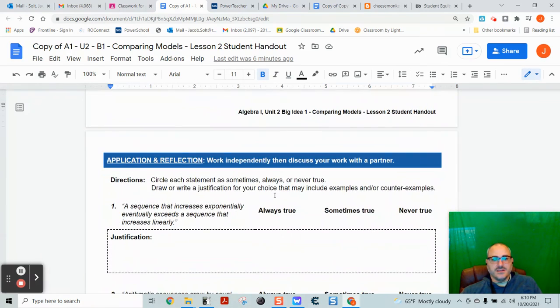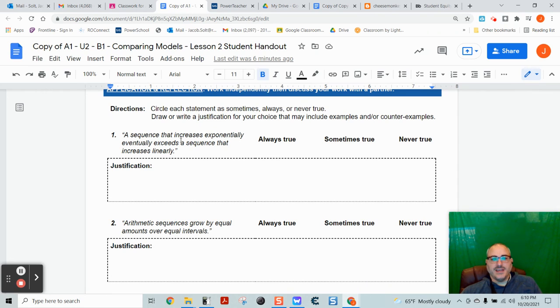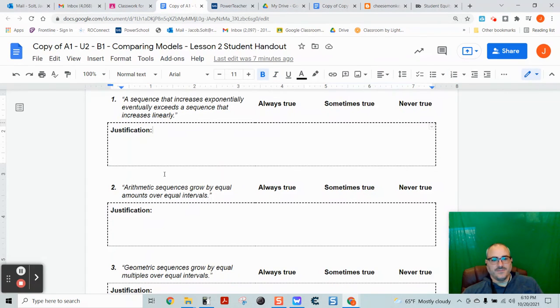All right. We are now at the application and reflection portion. You're going to read the sentence and tell me whether it's always true, sometimes true, or never true, and explain why. A justification means explain. So, here's the first one. A sequence that increases exponentially eventually exceeds a sequence that increases linearly. Think about that. Will it always eventually exceed? Sometimes or never? And explain why you chose the one you chose.